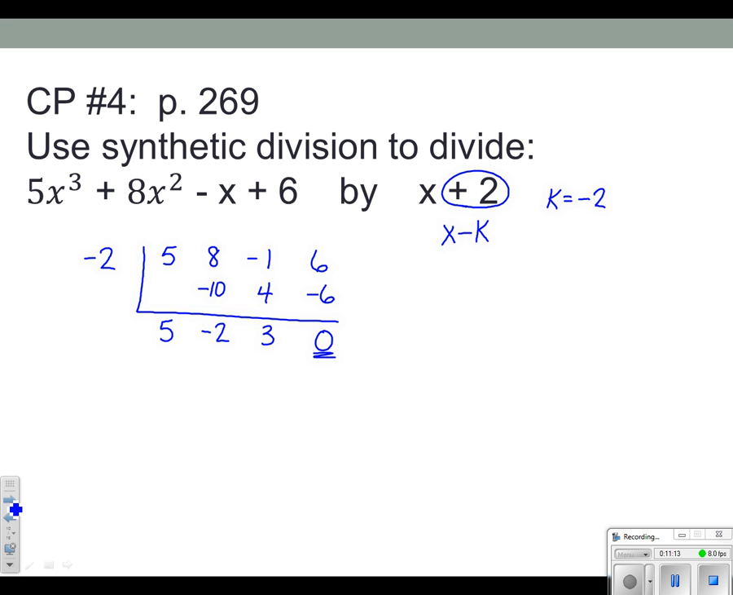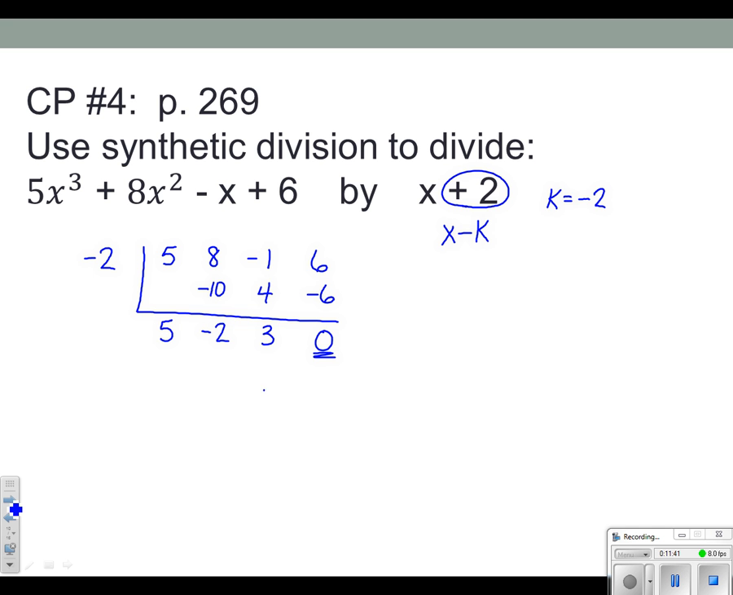I get a 0. Okay, so this tells me that x plus 2 is a factor of the polynomial that I started with. It came out even. Now here's the other thing that we're going to get out of this, or this is how we interpret our answer. These numbers, the 5, the negative 2, and the 3, represent the coefficients and constants of what is left if I take x plus 2 out of that polynomial.